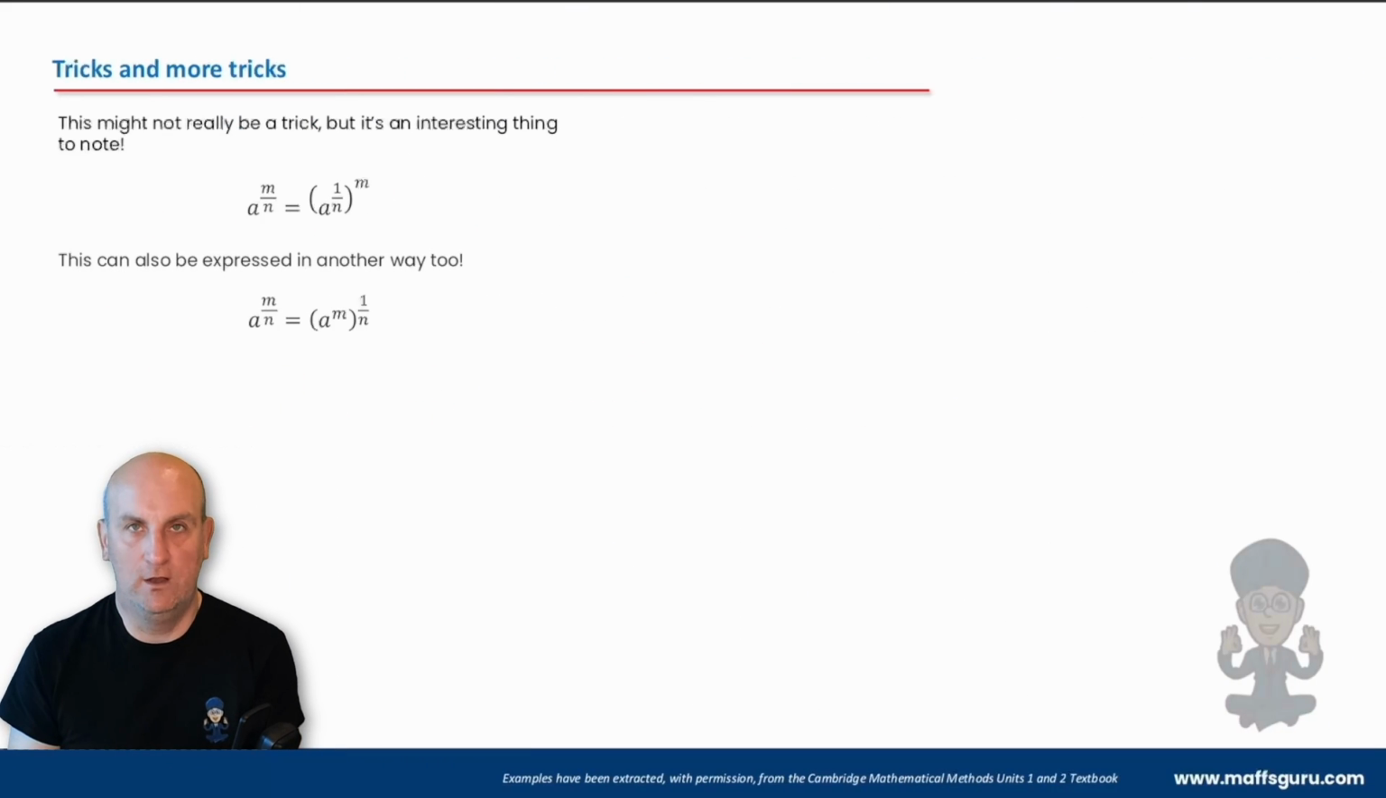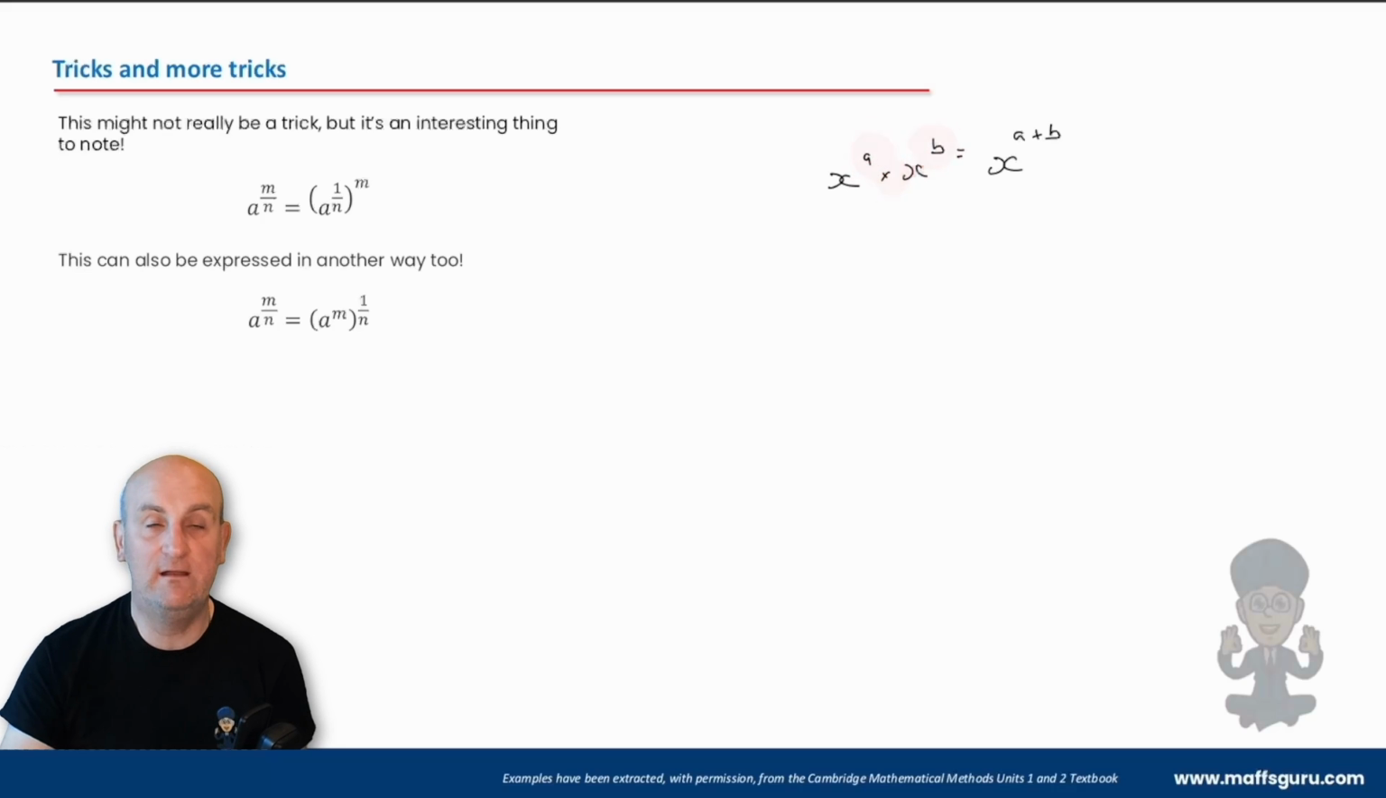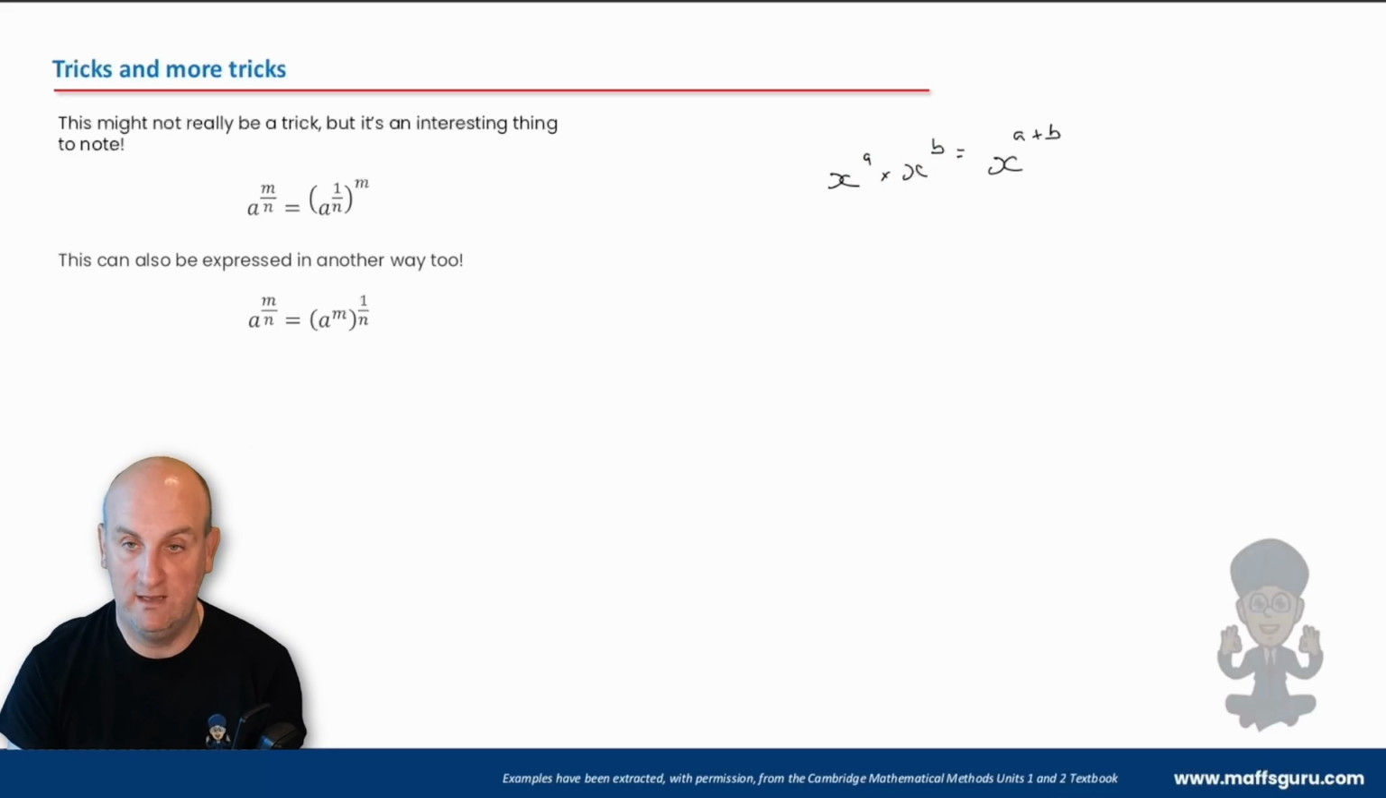Now again, why is this important to us? Well, we've met lots and lots of index laws before. And just to recap one now, if I had x to the power of a times x to the power of b, we know that's x to the power of a plus b, right? So when the base numbers or letters are the same and you're multiplying them, we simply add the powers. And there are a number of index rules out there that you should by now be really familiar with.